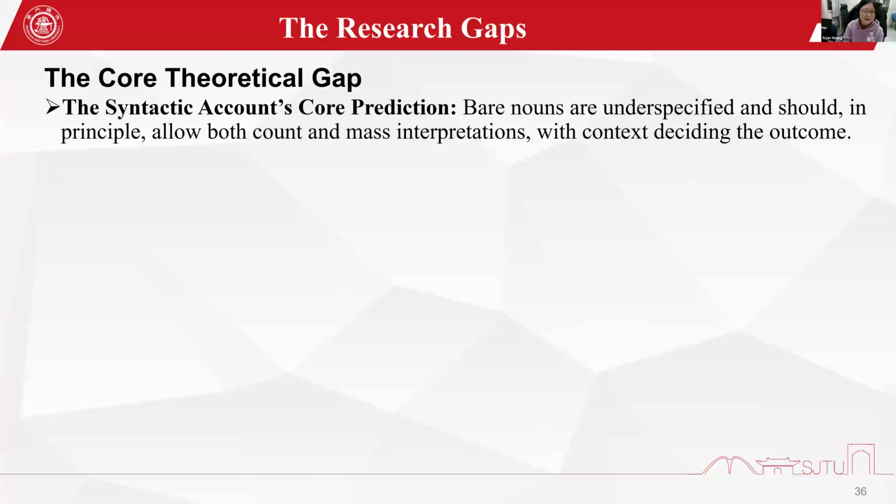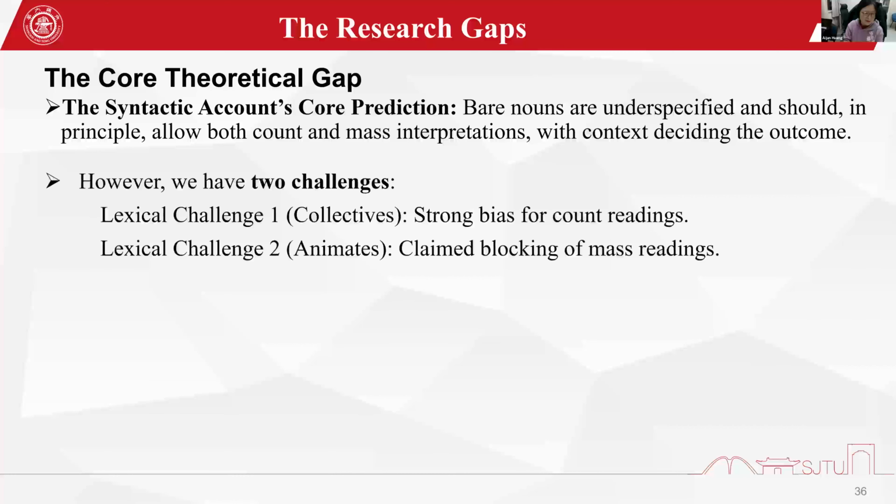In theoretical side, we also have a gap. The syntactic count predicts that the bare nouns should be underspecified in countability, should allow both count and mass interpretations depending on context. However, we have two challenges. One is the interpretation of collective nouns, which have very strong bias for count readings. The other one is animate nouns.